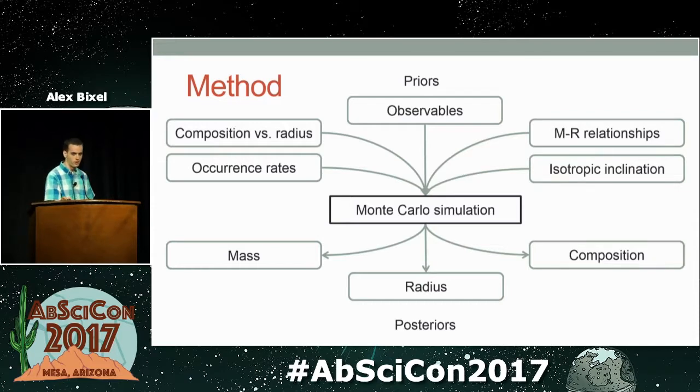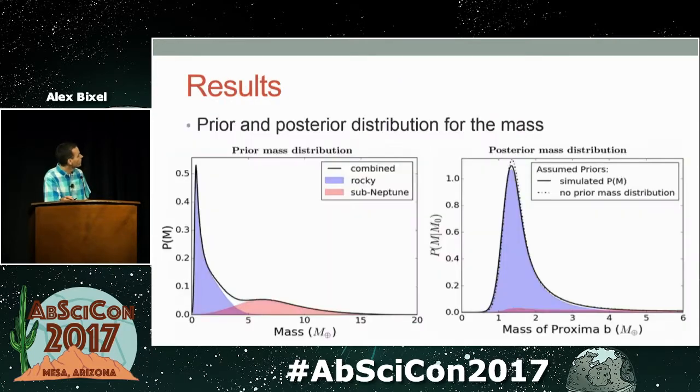I reference a highly cited work by Leslie Rogers in 2015, who found that above about 1.6 Earth radii, you see a sharp drop-off in the number of planets which are dense enough to be explained by a rocky composition. So we feed all these priors and the observables into a Monte Carlo simulation from which we can extract posterior constraints on the mass, the radius, and the composition, which are not directly observable.